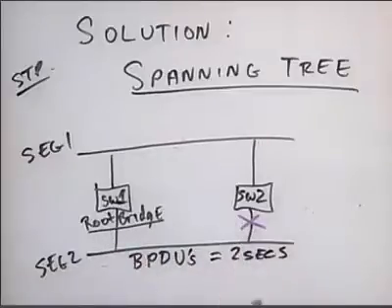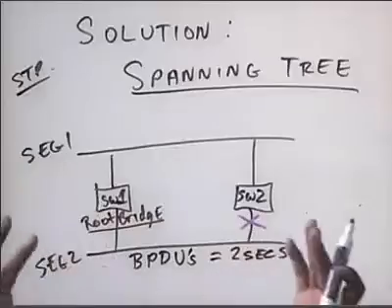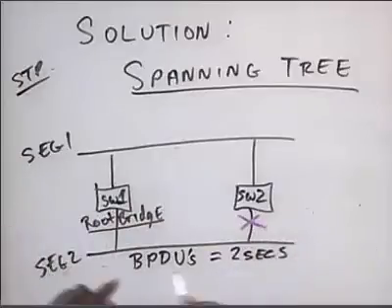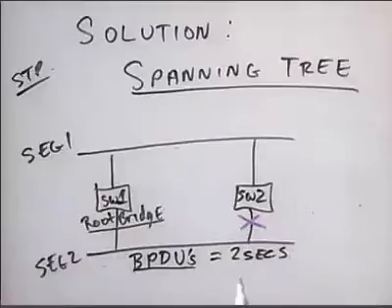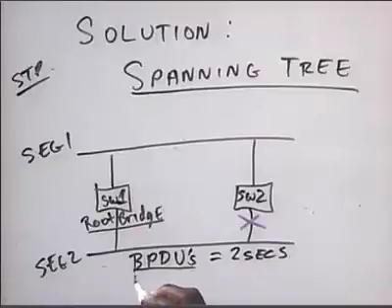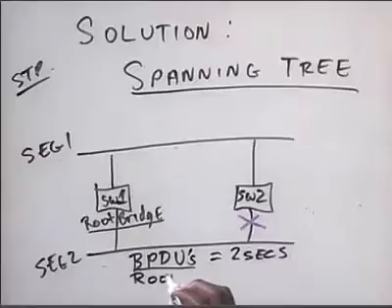Initially, all switches, when they come online, think that they're the root bridge, and so they begin sending out these Bridge Protocol Data Units, these BPDUs. These are sent out every 2 seconds by the root bridge once the election takes place. Now, how does that election take place? The election takes place by using something called the root bridge ID, or should I say the bridge ID.